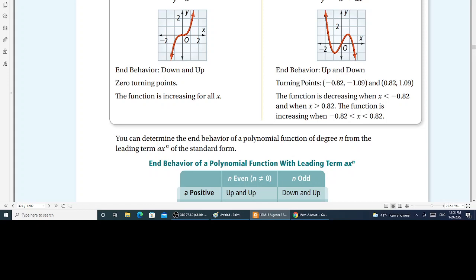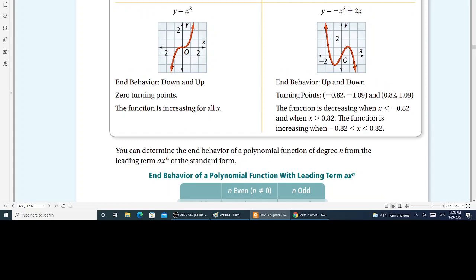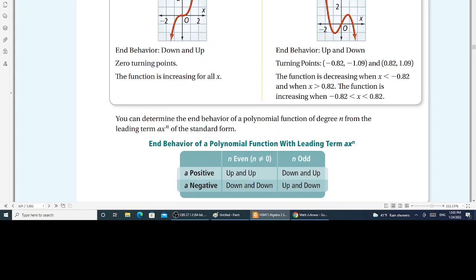Note that here we have y equals negative x cubed plus 2x, as you can see here, and the end behavior is up, down, and the turning points, as you can see here, are at negative 0.82 with negative 1.09 and 0.82 with 1.09. The function decreases when x is less than negative 0.82, and the function is increasing when x is between these two numbers, negative 0.82 and 0.82.